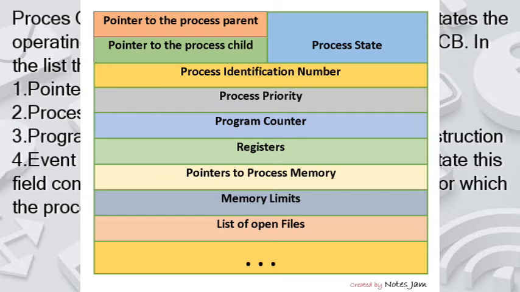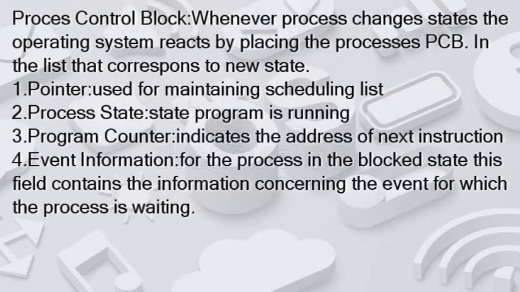Now what do we mean by the very first thing, the pointer? Pointer is used for maintaining the scheduling list. For that we use a pointer. Second, we have process state. In which state the program is currently running, that is called the process state. Third, program counter indicates the address of the next instruction to be executed for the program. Basically program counter means it will increment to the next value, so where the program needs to store it or where the process needs to work.